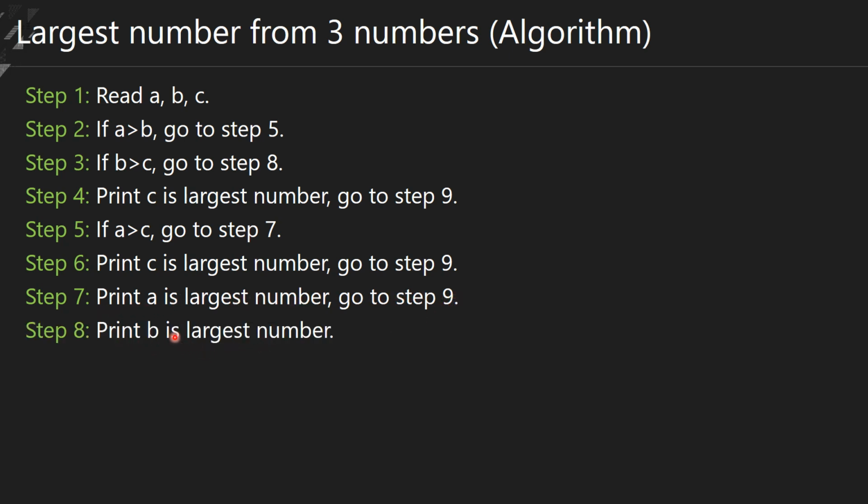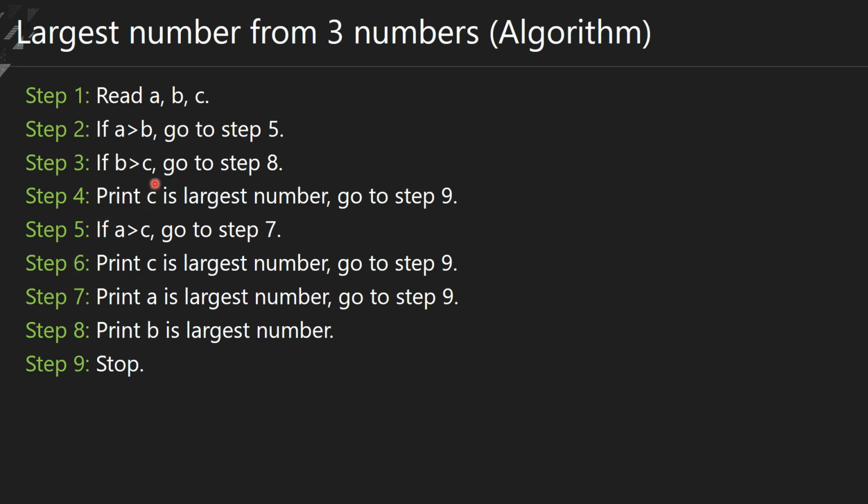Print A is the largest number, go to step 9. Then print B is the largest number, right? So what is step 9? Step 9 always indicates stop. Look at that, A is compared with B, then A is compared with C, then A would be the largest number. Go to step 9 and stop the process.